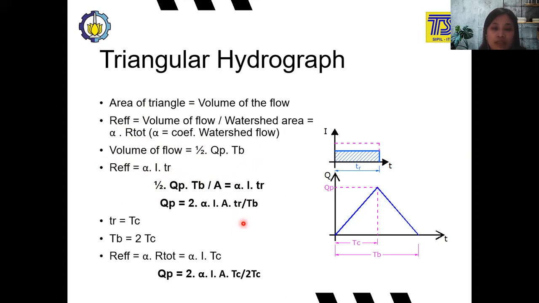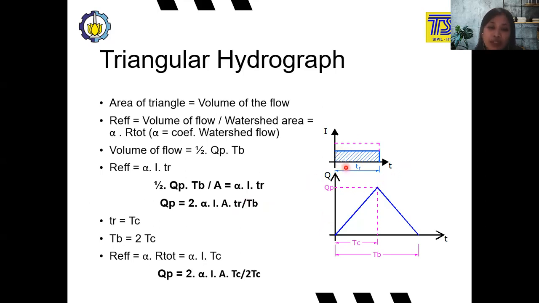From that we can calculate the peak discharge, Qp, equal to 2 times alpha times rainfall intensity times watershed area times the time of the rainfall, divided by the time base.